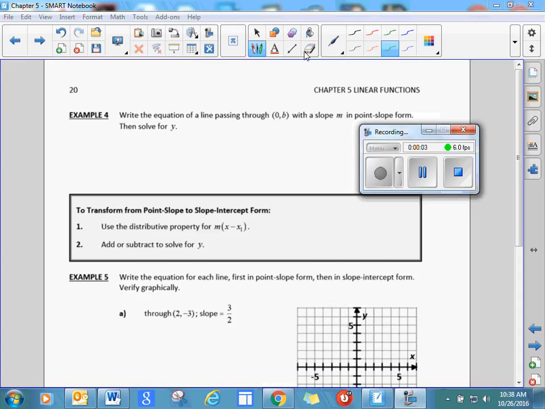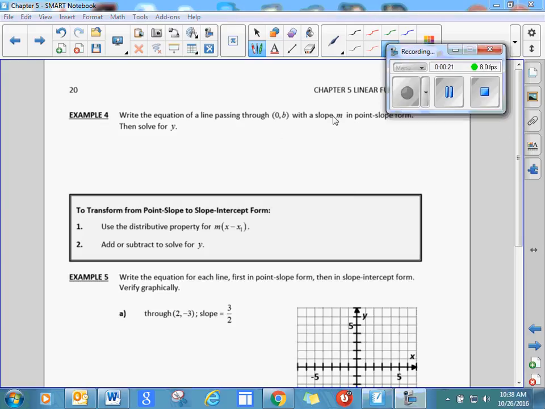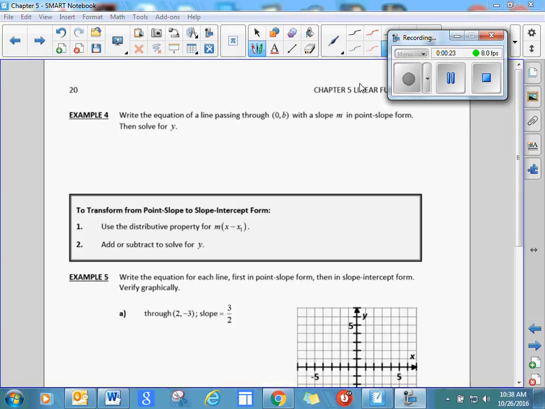Okay, here we are at the top of page 20. We're going to actually talk about the relationship between point-slope form and slope-intercept form. You've got to be thinking there is one, certainly, and there is. So let's just do this little example 4 up here together, and I'll walk you through it.